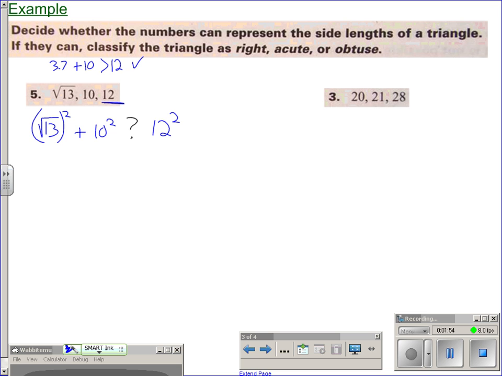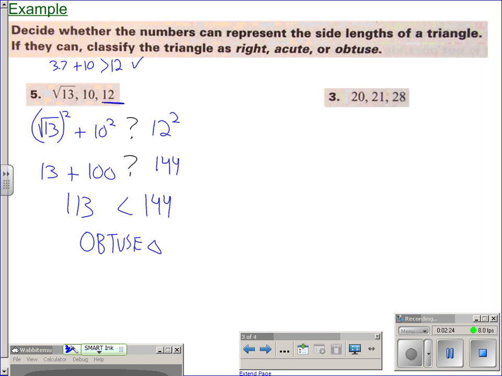The square root of 13 squared, you have to follow order of operations. This is 13 plus 10 squared, which is 100. And again, question mark, 12 squared is 144. So that's 113. That is definitely less than 144. So that longest side, when you square it, is more than the sum of the other two sides squared. That means we are looking at an obtuse triangle. This is how these problems work.